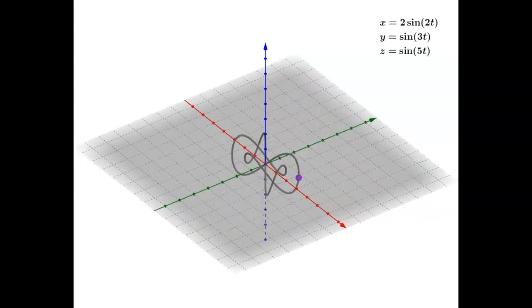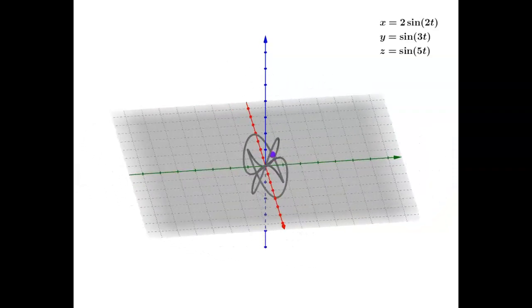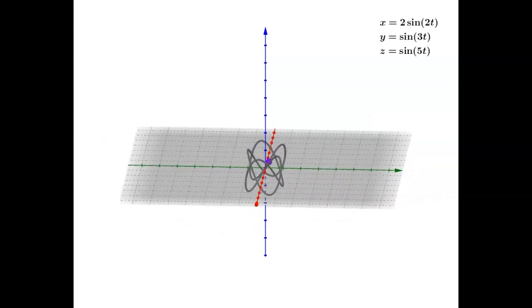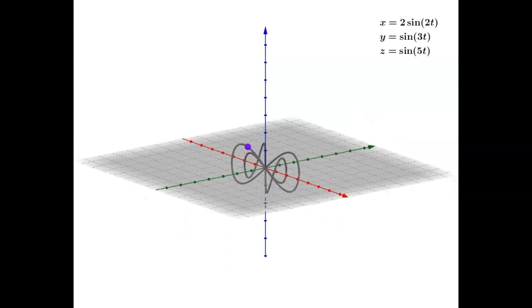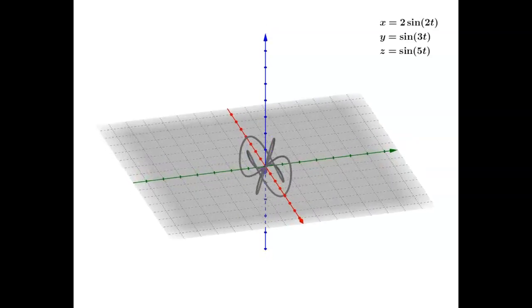Maybe I'll try to get an optimal perspective here. I don't know that there is one, but the red axis is the x-axis, the green axis is the y-axis, and the blue axis is the z-axis. So you can see that thing tracing out the curve as t runs through various values. And now we will return to our regular broadcast.